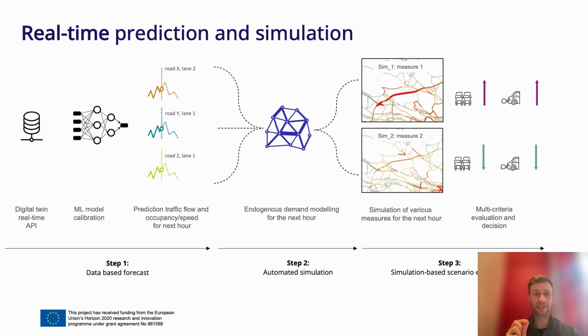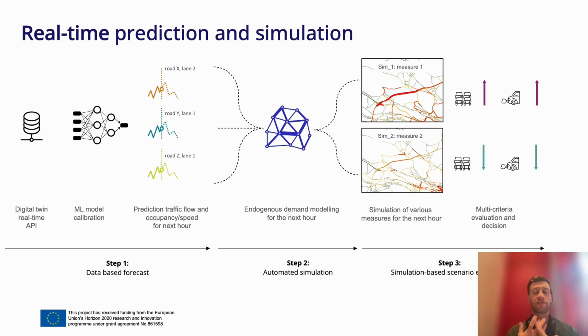And here what we do is run this in the simulation. In the simulator, we can predefine, for example, different measures. Measure one could be that we do nothing, and measure two could be that we do some ramp metering along some highways. This would show us that in the case where we don't do anything, congestion would go up and emissions would go up. That's what a simulator could tell us.